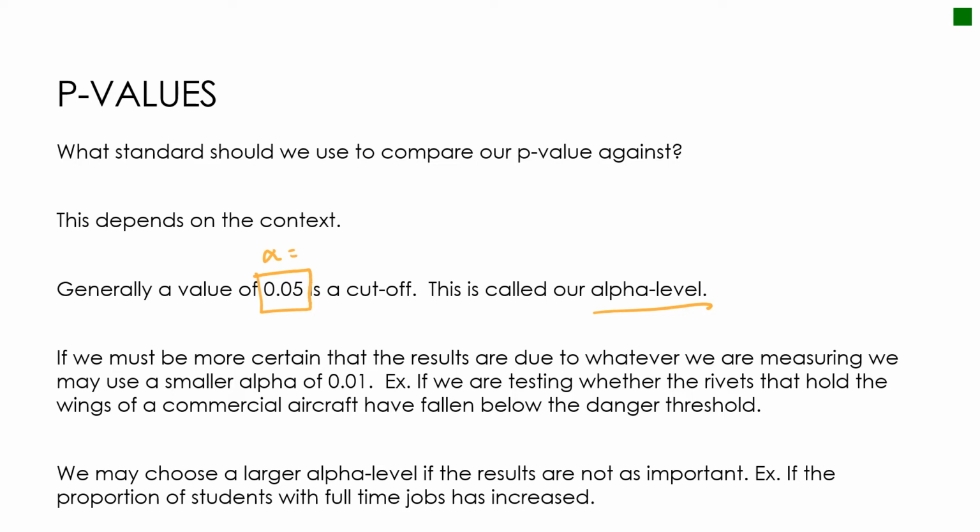If our results are super important, say we're testing a medication or something, or a rivet that holds the wings of a commercial aircraft together, if we screw up, there's some serious repercussions of that. And so we might use an alpha level that's very, very small, like 1%, because we want to be pretty darn sure of our results. If it's not as important, like, hey, did the proportion of students with a full-time job increase? Well, I don't really care as much. The results aren't as precise, and so I might use an alpha level of 10%. So it all is context-based.